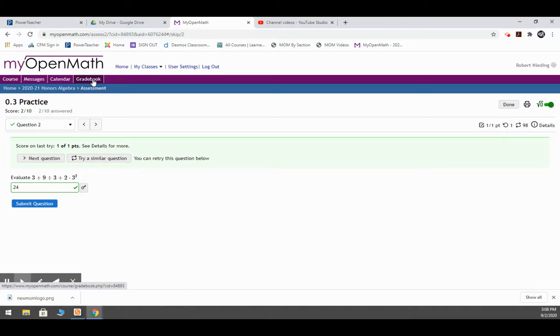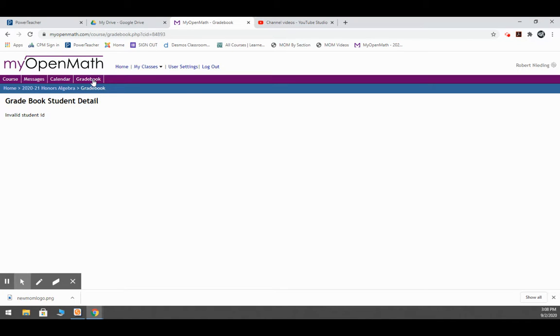If I go to the grade book and I look at myself inside the grade book, you will see a detailed listing of all your scores right here. I'm not really a student, so that's why it says invalid student number. So that's how you redo a question inside of MyOpenMath when it's available. That's not always the case, but for most times, yes, you can either retry the question or get a similar question.